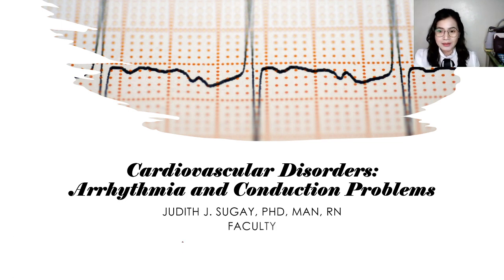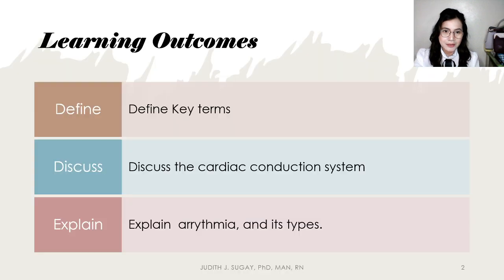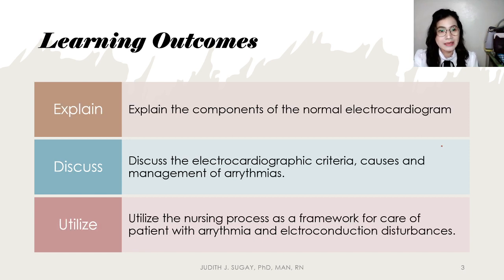So, for the learning outcomes, at the end of this discussion, the students will be able to define key terms, discuss the cardiac conduction system, explain arrhythmia and its types, explain as well the components of the normal electrocardiogram, discuss the electrocardiographic criteria, causes, and management of arrhythmias, and utilize the nursing process as a framework for care of patients with arrhythmia and electroconduction disturbances.